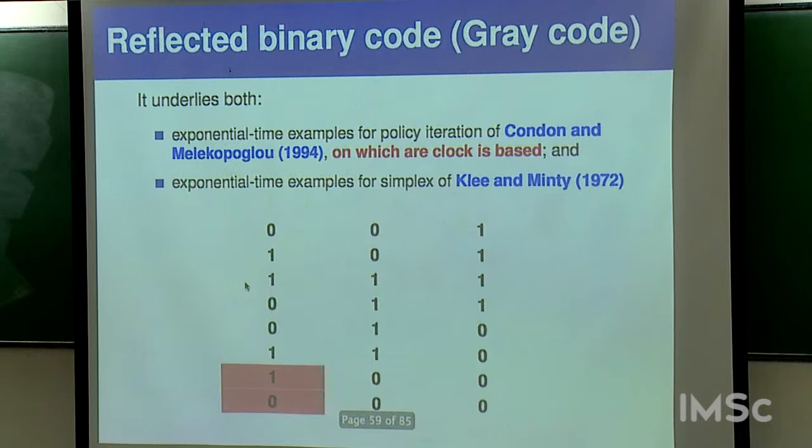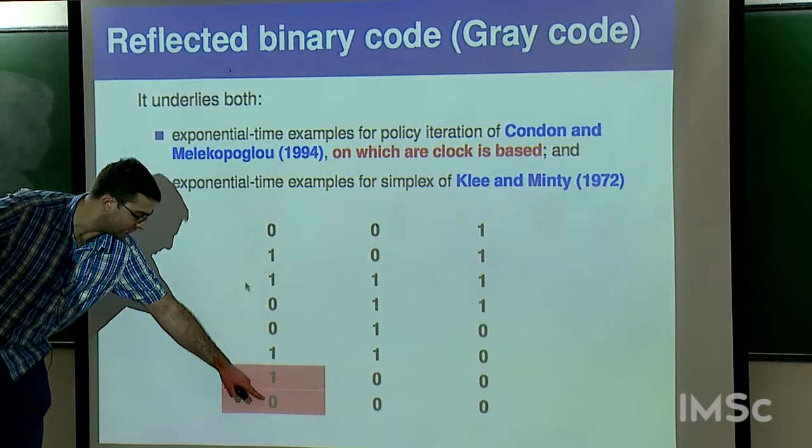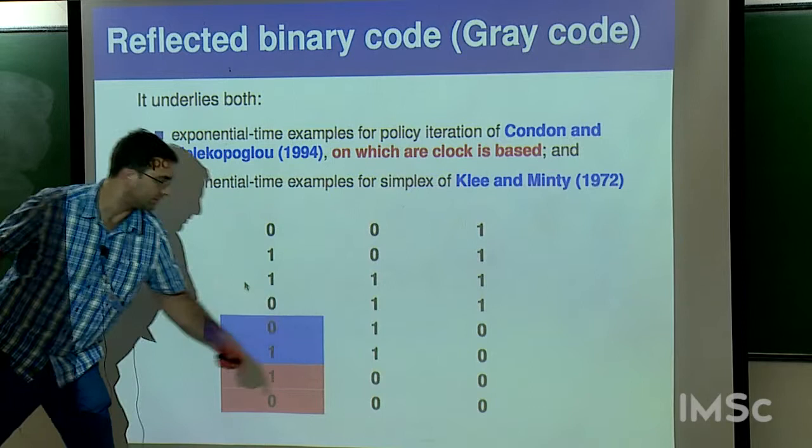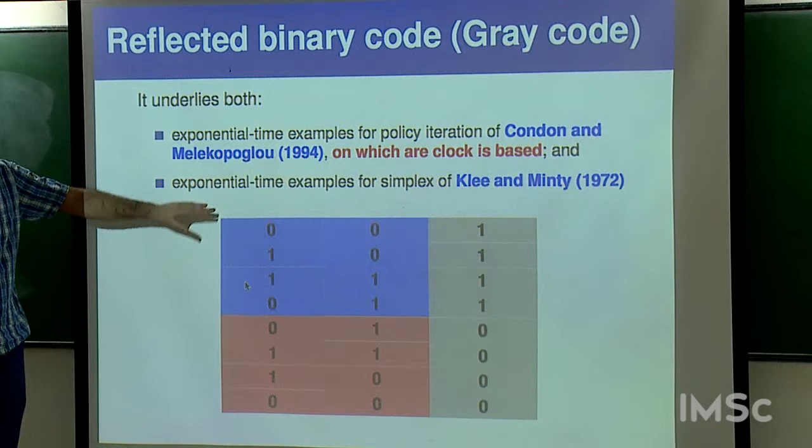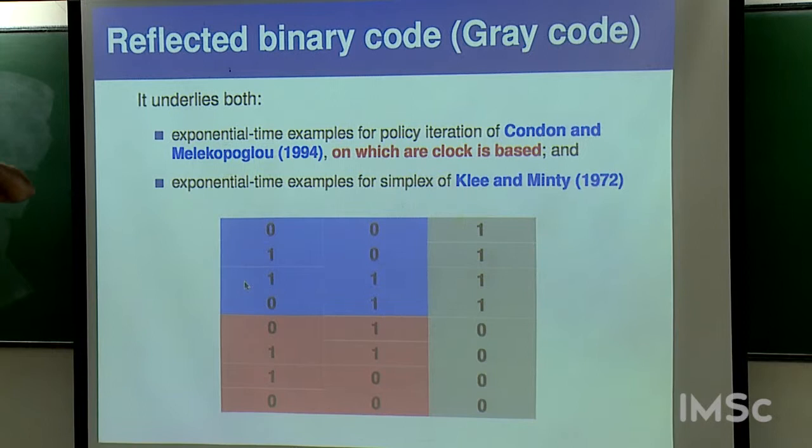If you don't know what a Gray code is, it's a nice construction that can be done recursively and allows you to go through all bit strings by flipping only one bit at a time. Just to give you the rough idea, you start with 0, 1, you now write them backwards, 1, 0. Zeros are on the end, ones are on the end, and now you repeat, flipping the whole thing the other way. Essentially, these already featured as the underlying combinatorial sequence for Klee-Minty cubes, and also for Condon and Melekopoglou's worst-case examples, on which our clock is based. We have some differences, but ultimately the ideas were already in that paper from 1994 for the clock.